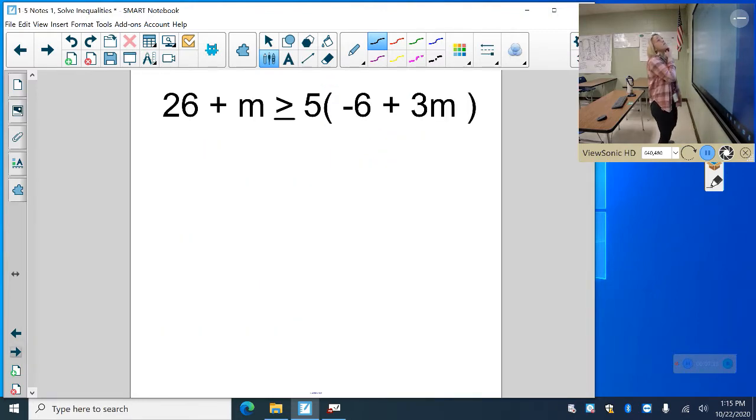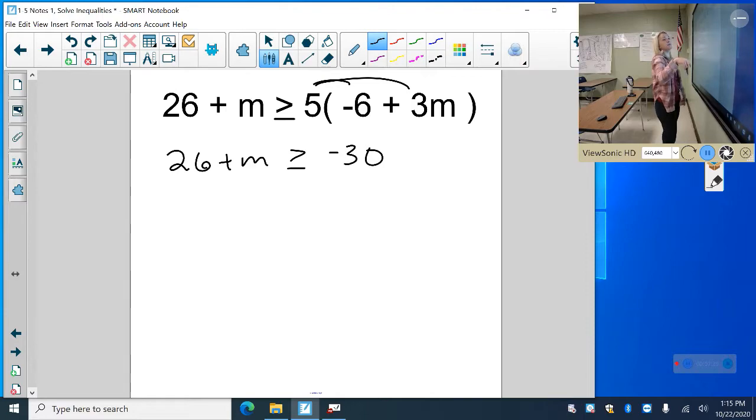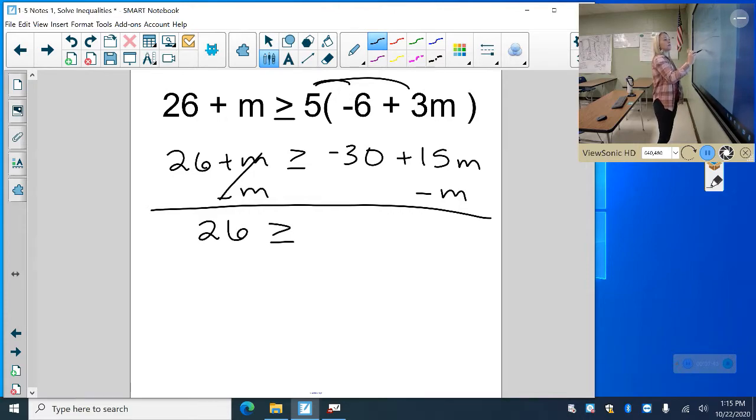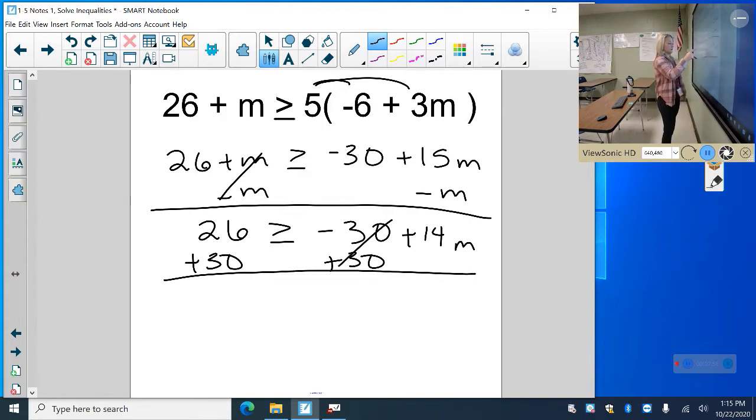All right, let's solve another one. I'm going to go ahead and distribute this one as well. So I have 26 plus m is greater than or equal to 5 times negative 6 is negative 30. 5 times 3m is 15m. Combine like terms, I have m's on both sides, so I'm going to subtract m from both sides. So I have 26 is greater than or equal to negative 30 plus 14m, 15 minus 1. And now I'm going to add 30 to both sides, which gives me 56 is greater than or equal to 14m.